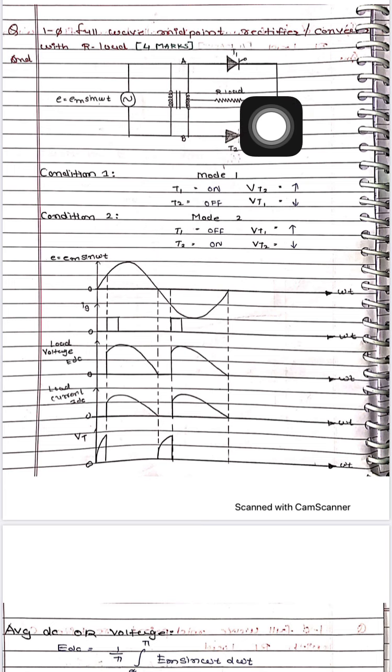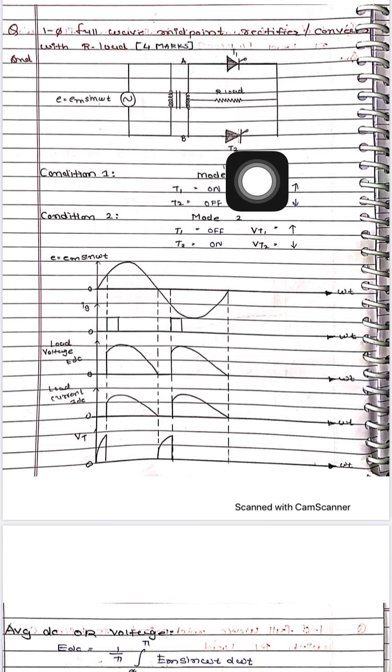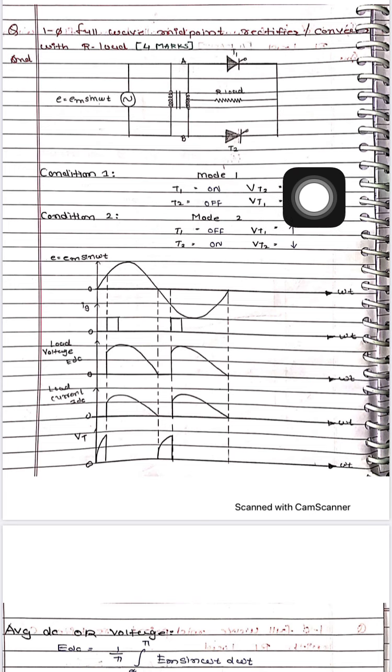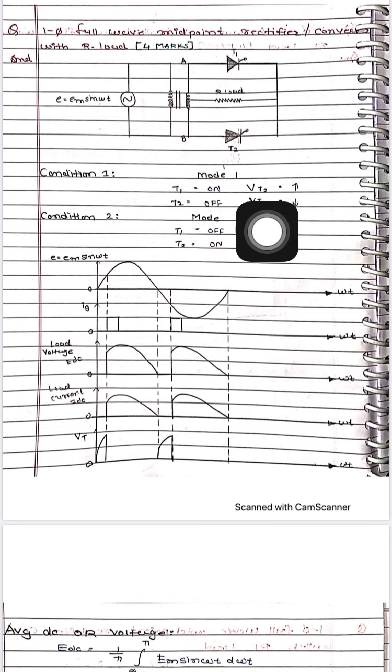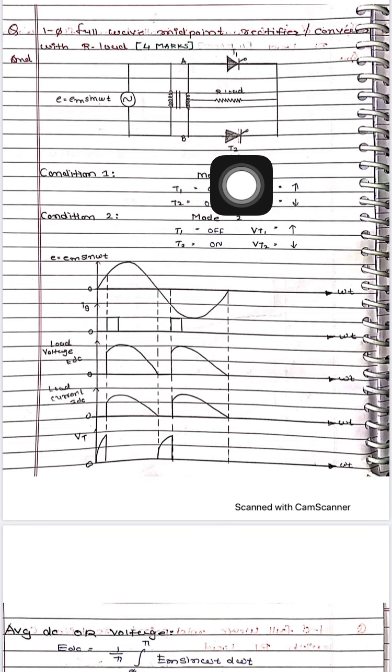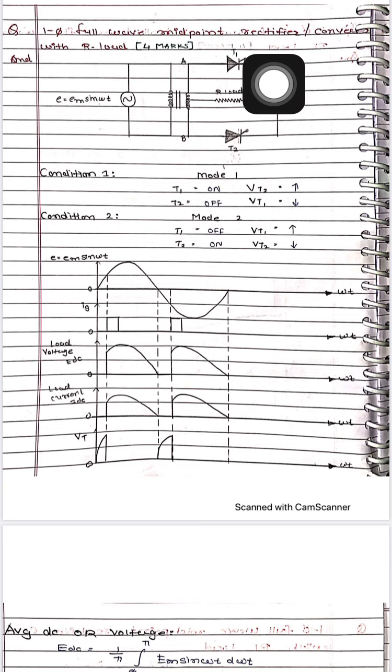When T1 is on, T2 must be off. When T2 is off, what does that mean? No current will flow through the T2 switch. No current means the voltage appearing across it will be higher. So when T1 is on, VT2 is higher. Second, when the T2 switch is on, what will happen? T1 is off. T1 off means there is no current through T1, so the voltage appearing across VT1 is the highest.